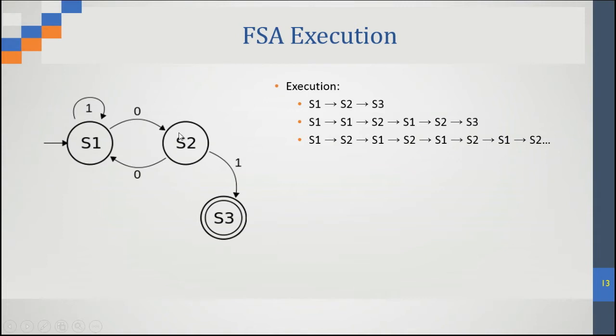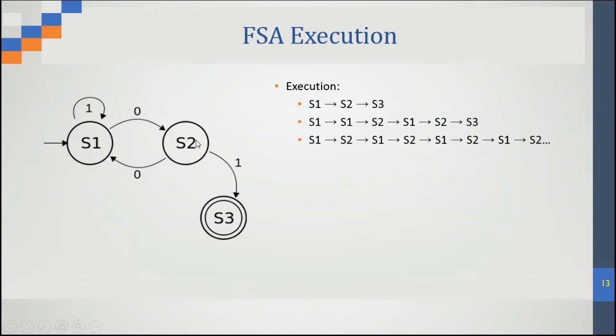For example, the first execution, we can see the user run. The user moves from S1 to S3 to S2 to S3. So this is the first execution, S1, S2, S3. So here the input was 0 and then the input 1. So from here we have only input 1.